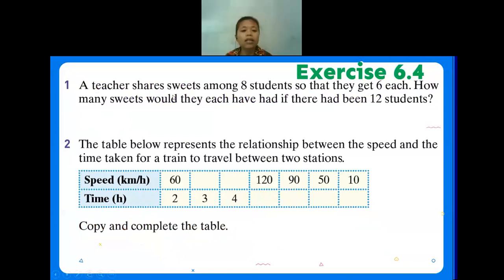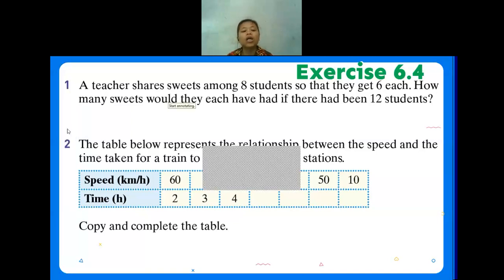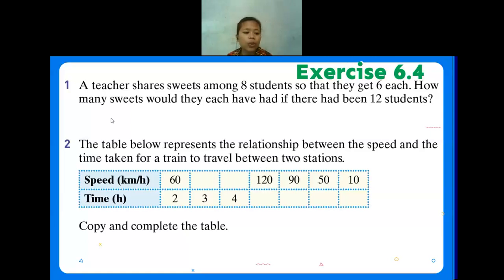A teacher shares sweets among 8 students, so they get 6 each. If you are going to use the first method, you will find the total amount of sweets. There are 8 students, and each student gets 6 sweets. So there are 48 sweets in total. Is there anyone who disagrees? Yeah, 48 sweets in total.